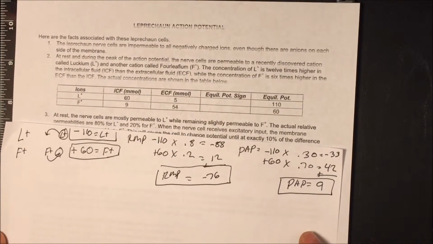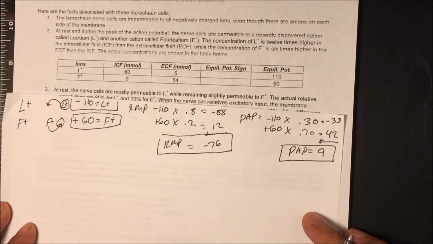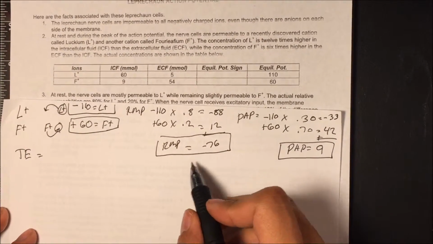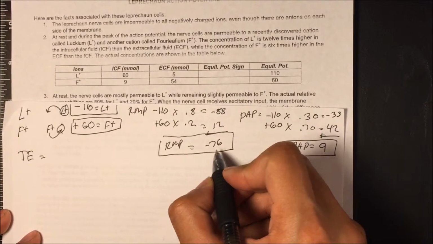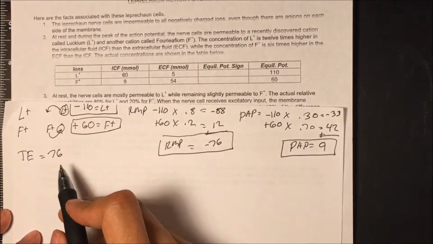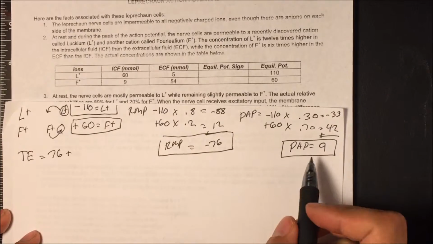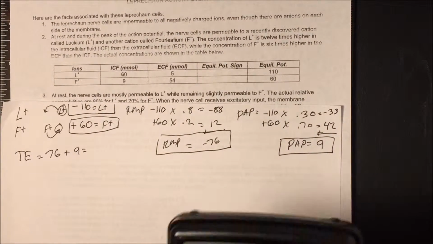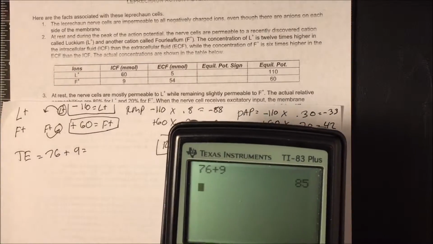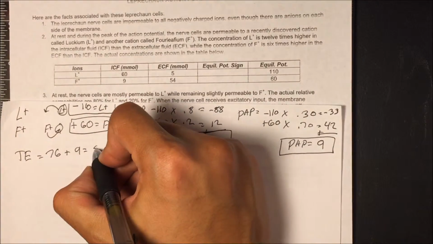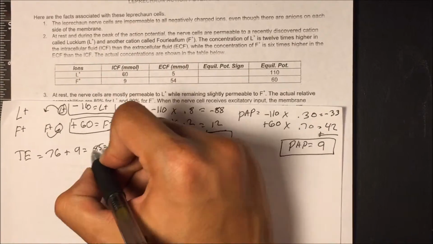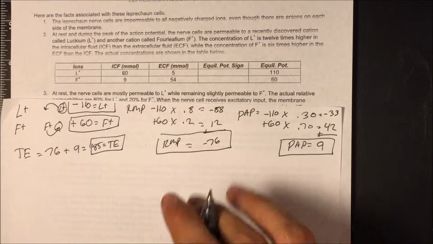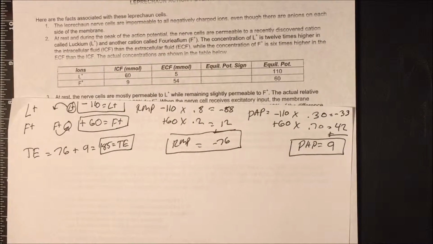The next step is finding the total excursion. So total excursion right here is just the absolute value of resting membrane potential. So negative 76 will turn into positive 76 plus the peak, which is 9. So we just add those together. 76 plus 9 gives us 85 for total excursion. And the next part is we need to find the threshold.